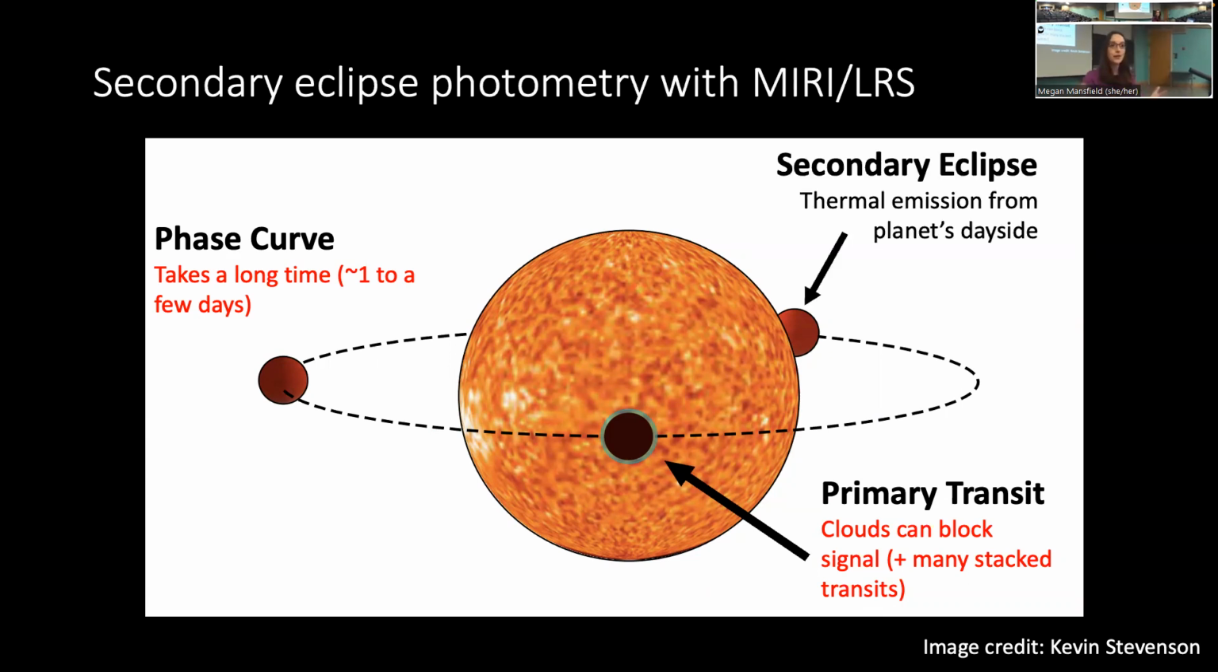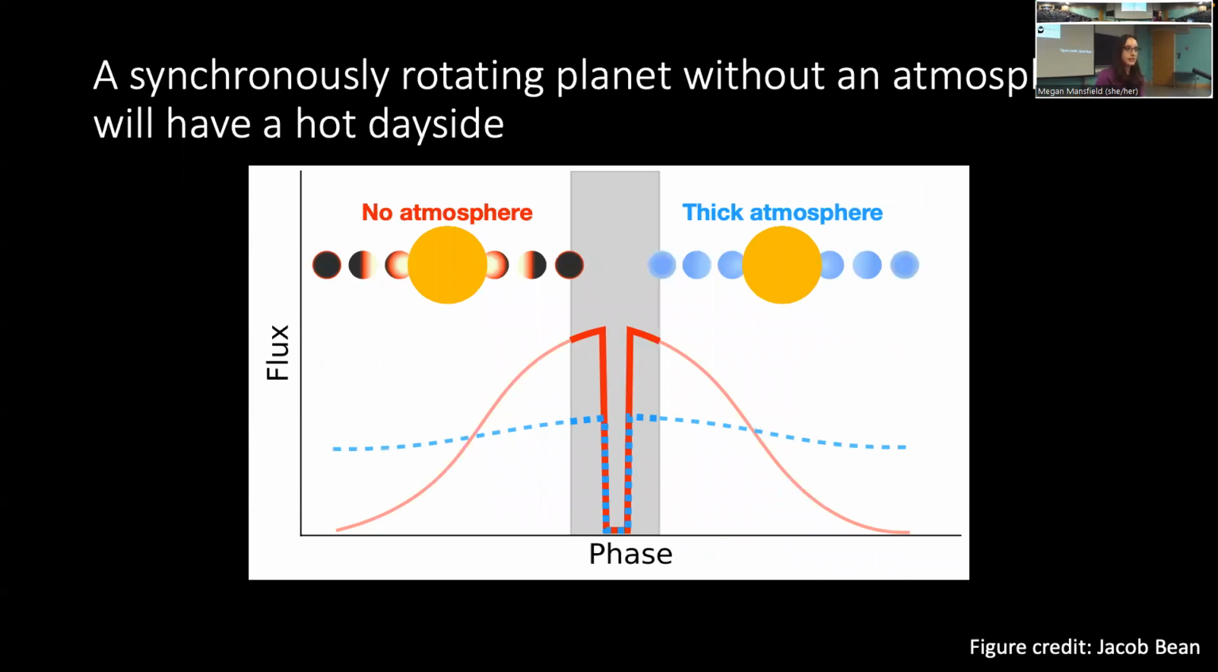So what I'm going to be talking about today is actually observing these planets in secondary eclipse, where we also see thermal emission from the planet, but we're just looking at its day side. And I'm going to talk a little bit about a method that I developed along with Daniel Cole and Mathieu Malik to use MIRI's low resolution spectrometer to do secondary eclipse broadband photometry and use that to tell whether these planets have atmospheres.